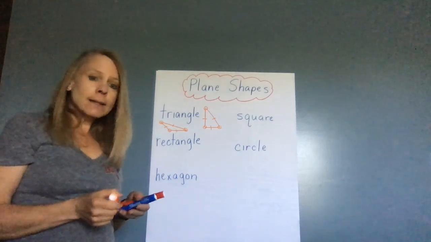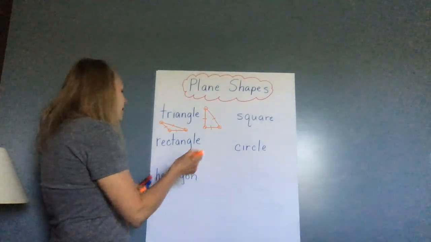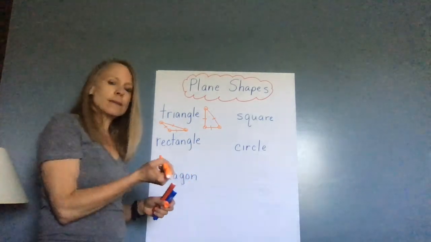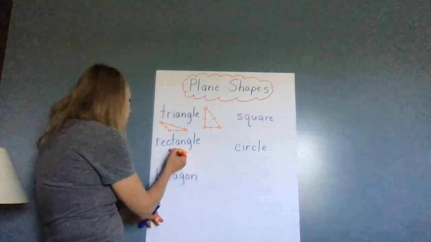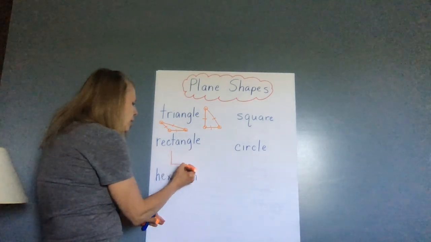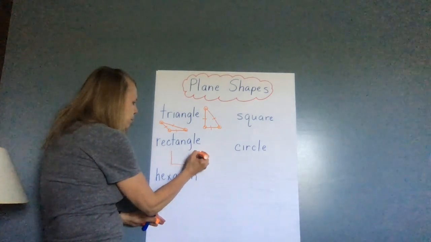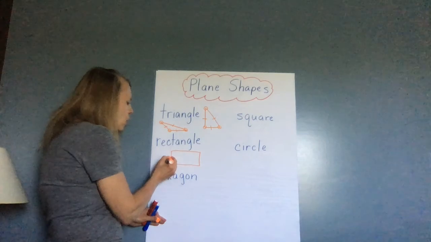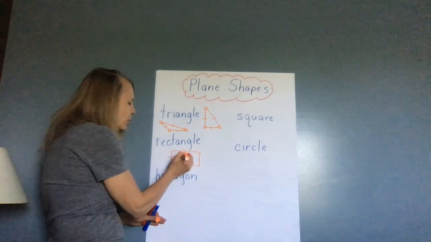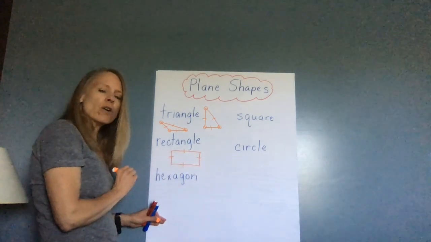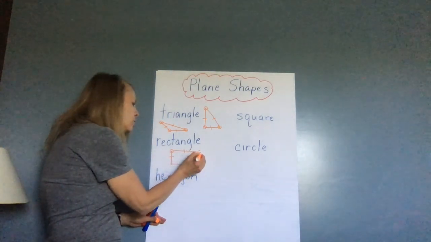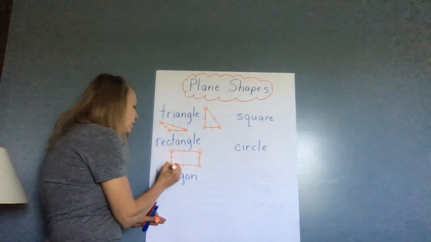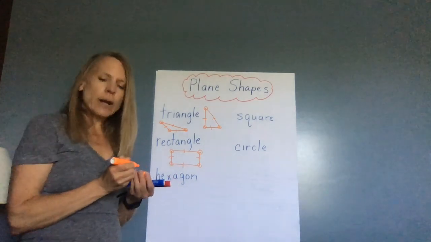Now, a rectangle is one that has 4 sides and 4 corners. So if I look at it, I can draw it like this. So let's see. 1, 2, 3, 4. It has 4 sides and 1, 2, 3, 4 corners.